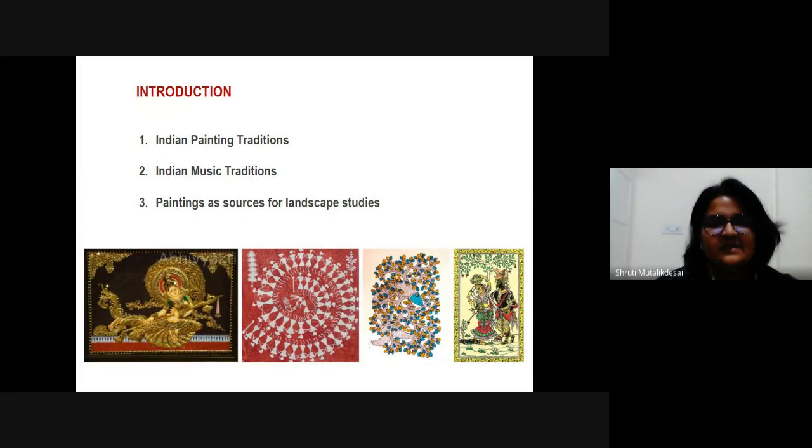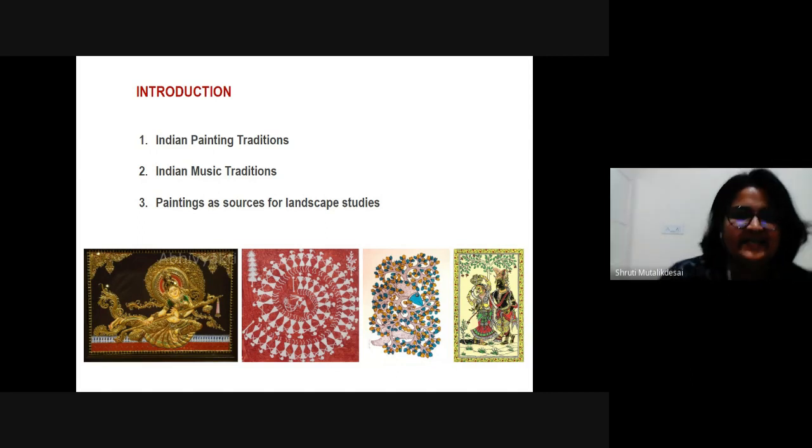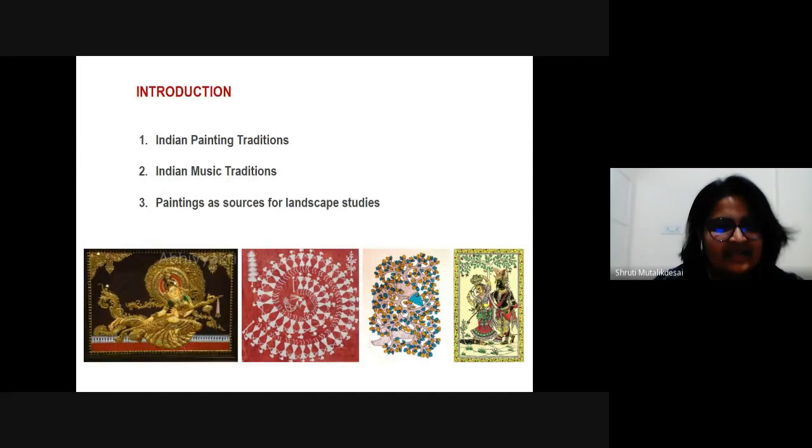Introduction: this painting tradition is a combination of several Indian traditions. It is an amalgamation of an Indian painting tradition and also the Indian music tradition, so I'll give a brief introduction to both. Indian painting traditions are spread across the Indian subcontinent, with a lot of regional types and variations. In this slide, the first painting is a Tanjavur painting, which is mostly found in the state of Tamil Nadu in the south of India. It is famous because it uses gold foil in its painting.